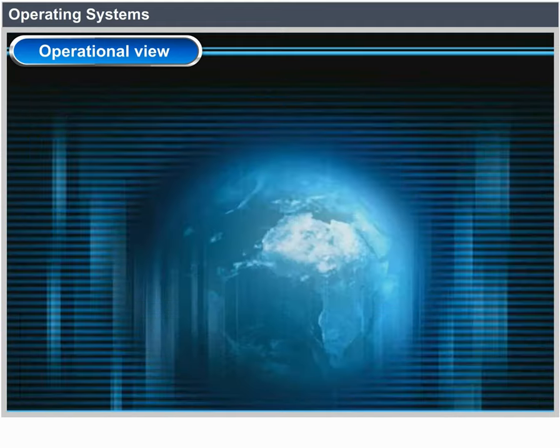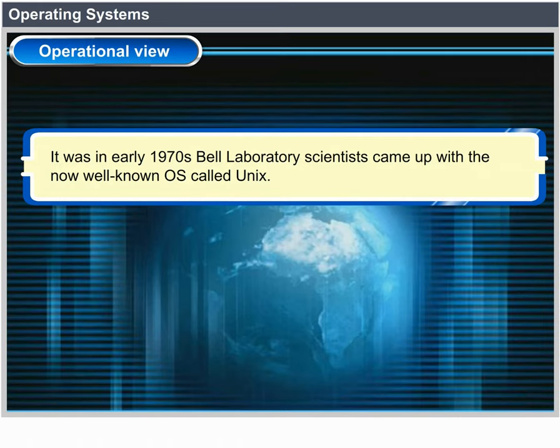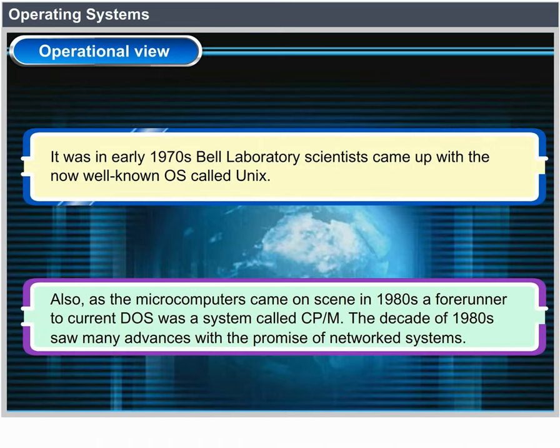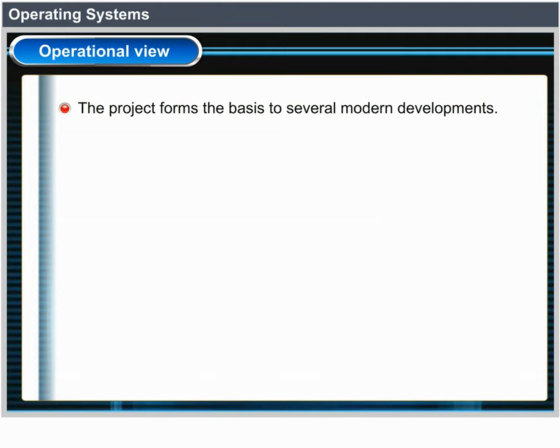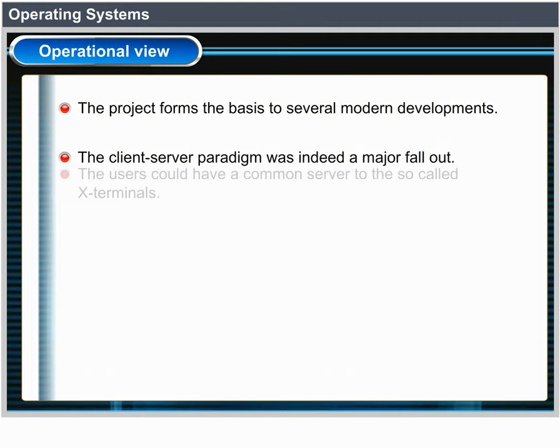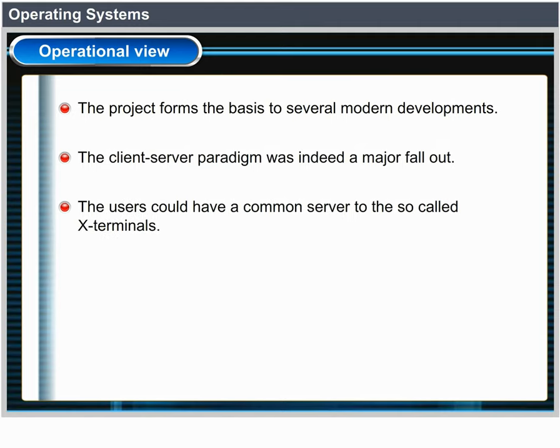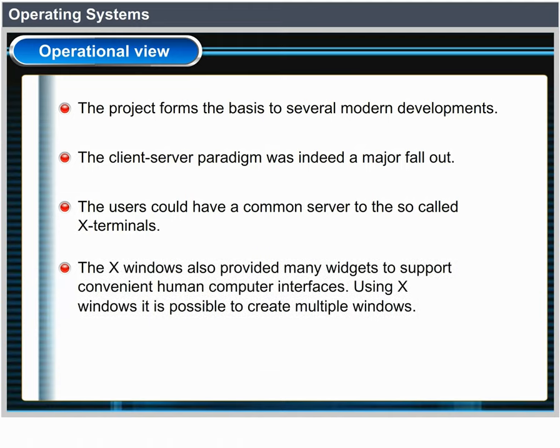It was in the early 1970s that Bell Laboratory scientists came up with the now well-known OS, Unix. Also, as the microcomputers came on the scene in the 1980s, a forerunner to the current DOS was a system called CP/M. The decade of the 1980s saw many advances with the promise of networked systems. The project forms the basis to several modern developments. The client-server paradigm was indeed a major fallout. The users could have a common server to the so-called X terminals. The X windows also provided many widgets to support convenient human-computer interfaces.